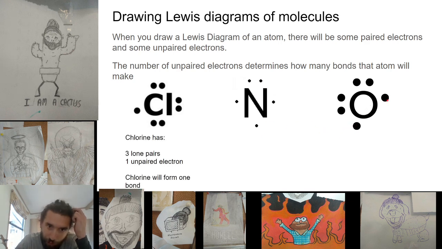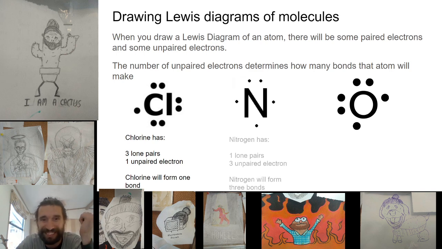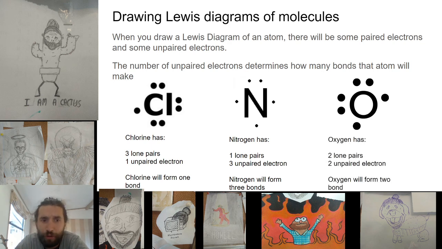Here it says chlorine has 3 lone pairs and 1 unpaired electron, so it will form 1 bond only. Chlorine only ever forms 1 bond. Nitrogen has 1 lone pair and 3 unpaired electrons, so it will always form 3 bonds. And oxygen has 2 lone pairs and 2 unpaired electrons, so it will form 2 bonds.